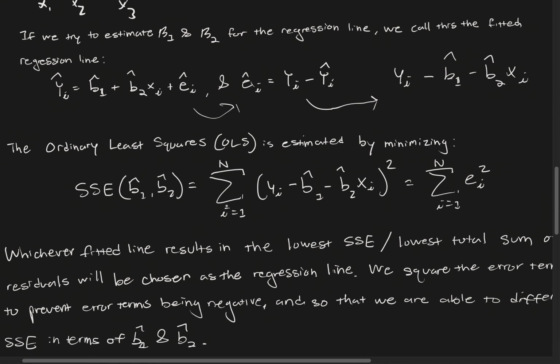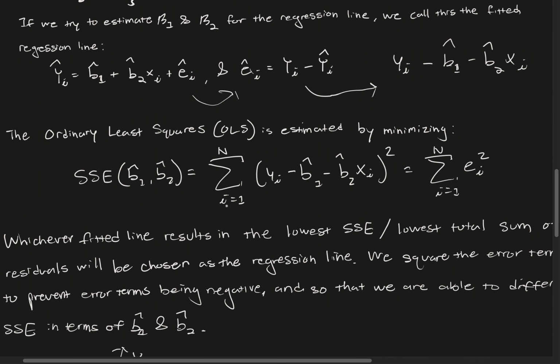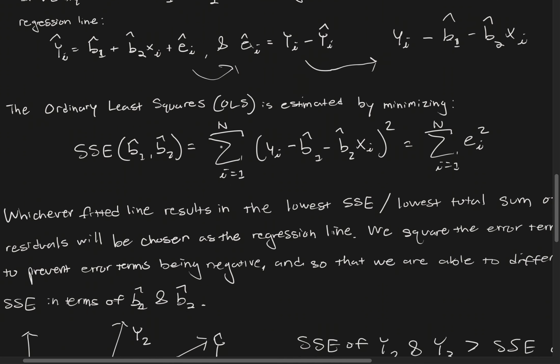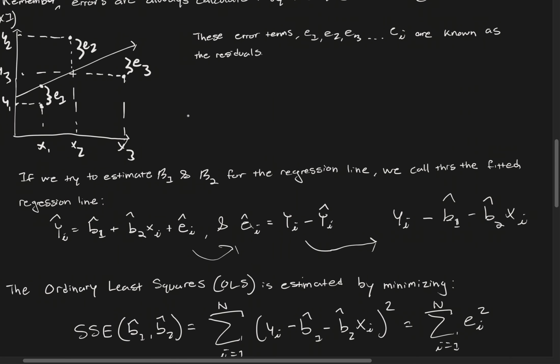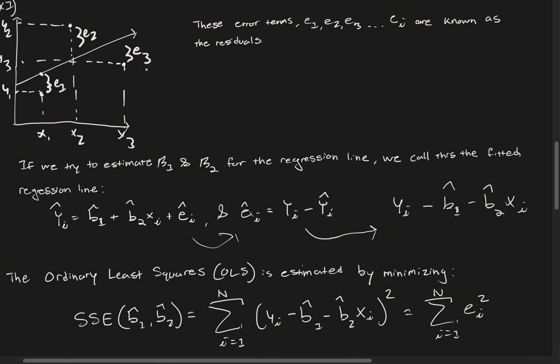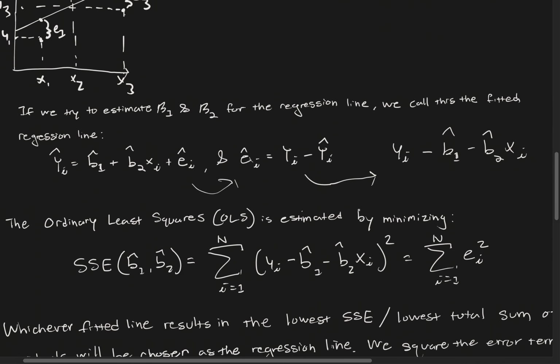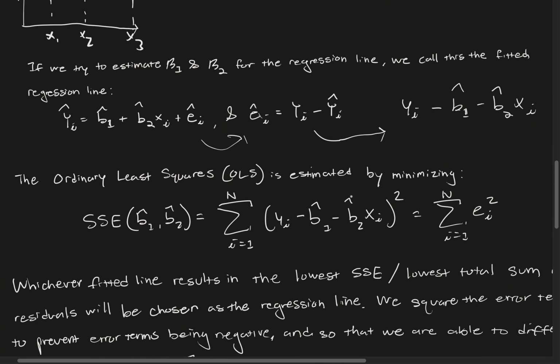Okay, so OLS, short for ordinary least squares, is calculated by minimizing the sum of squared errors. So what is the sum of squared errors? Well, we learned how to calculate the errors, right? If we square them and add them all up, then what we get is called the sum of squared errors.